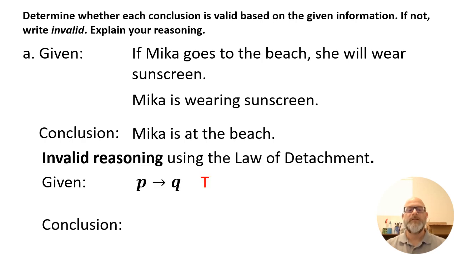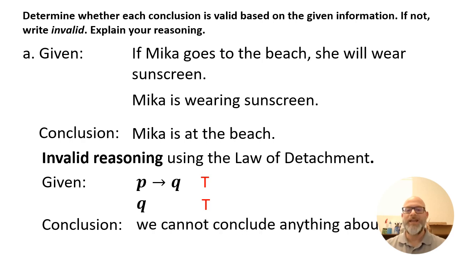Invalid reasoning. If P, then Q, if that's true, and if Q is true, we cannot know anything about P. If P, then Q is true. If Mika goes to the beach, she will wear sunscreen. Q is true. Mika's wearing sunscreen, but I cannot know anything about P from that.